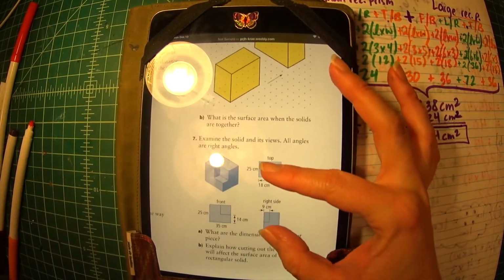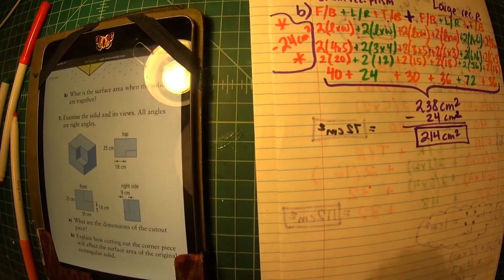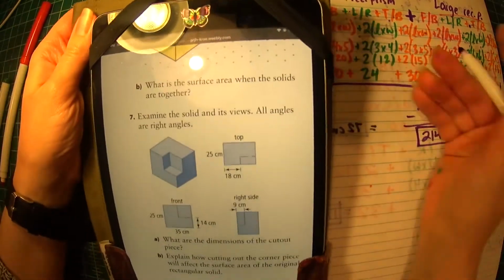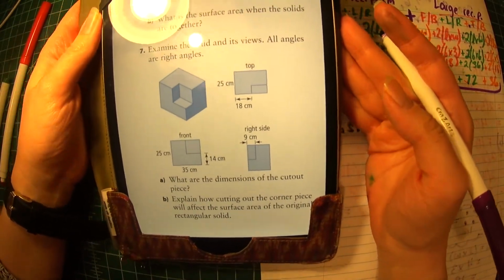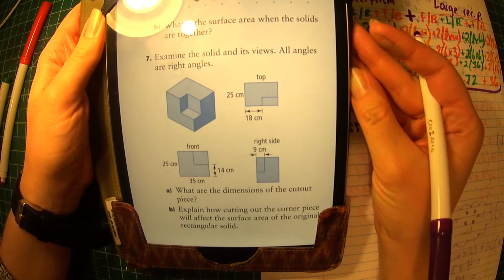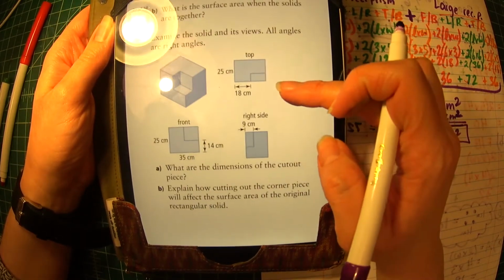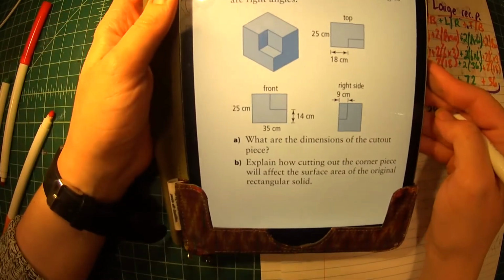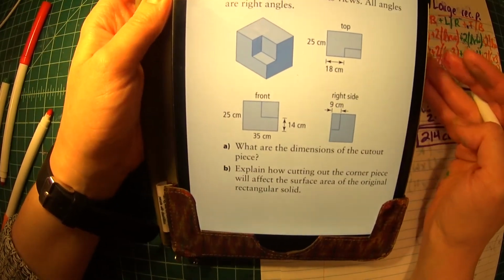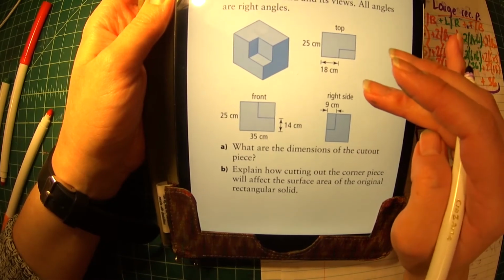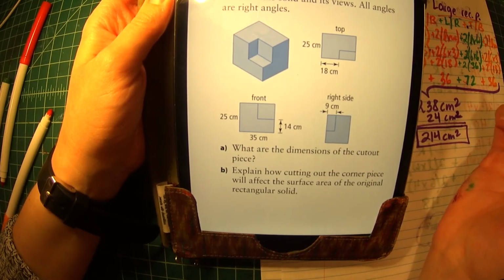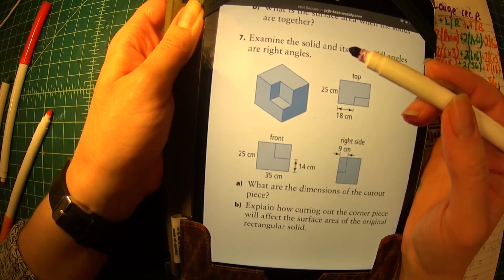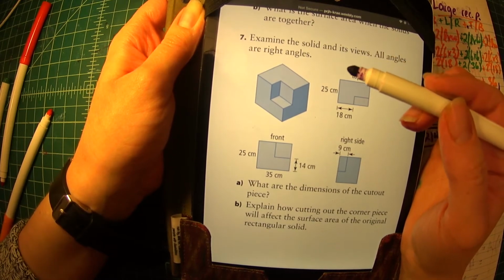Okay, number 7. Examine the solid and its views. All angles are right angles. What are the dimensions of the cutout piece, first of all? Okay, the dimensions of the cutout piece. So it's not asking for the area, it's just asking for the dimensions.